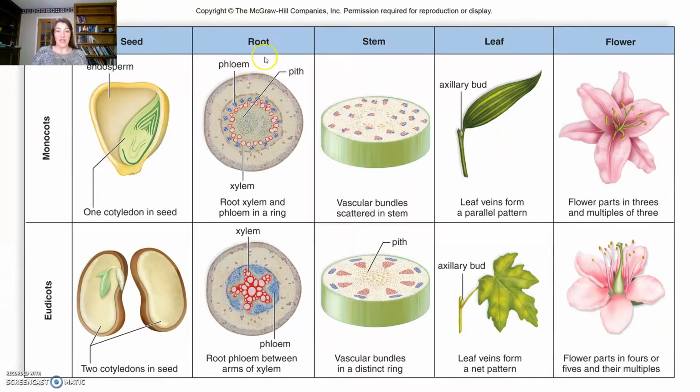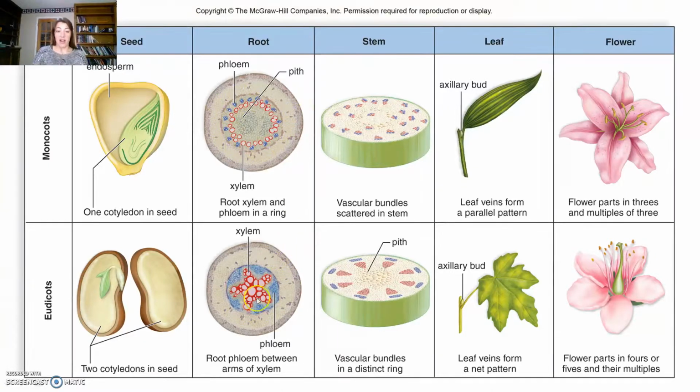Now let's look inside the root structure here. On a monocot, it's really important to notice this pattern. In the root of a monocot, the xylem and phloem are in a ring. The pith is going to be in the center. We have here pictured the phloem as the blue, the xylem as the red, and this is what it looks like. So make sure you memorize that.